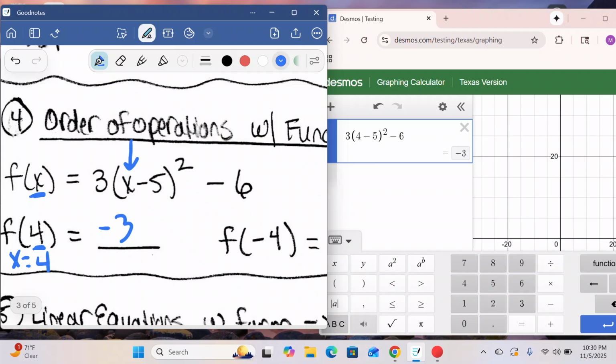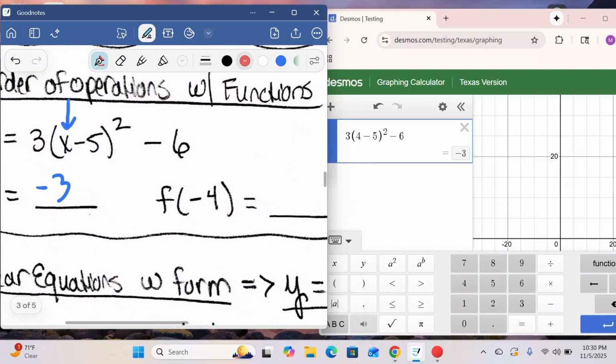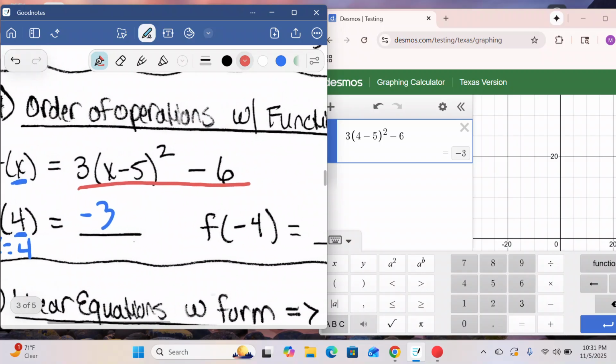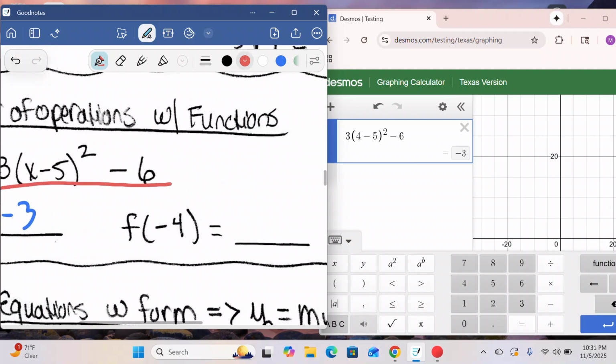Now, going to the second problem, if you look at the second function, we want to work with this function right here again. And we want to work with this only right here. This is what we're working with. So I look at the next function. I want to evaluate the function with x equals negative 4. So I'm going to put x equals negative 4.